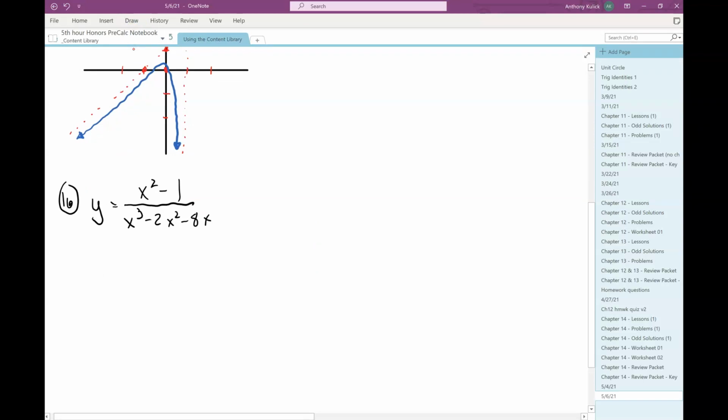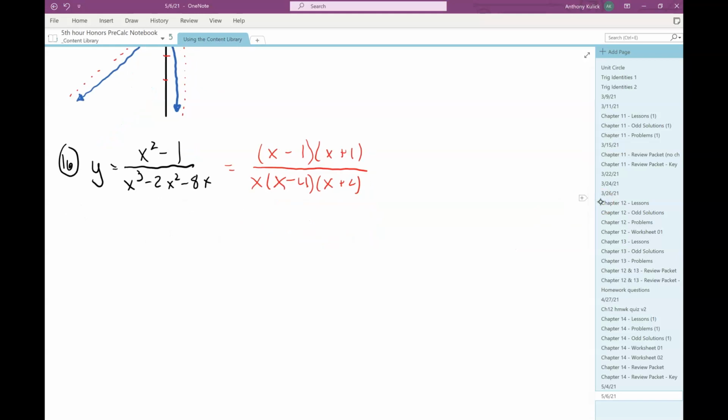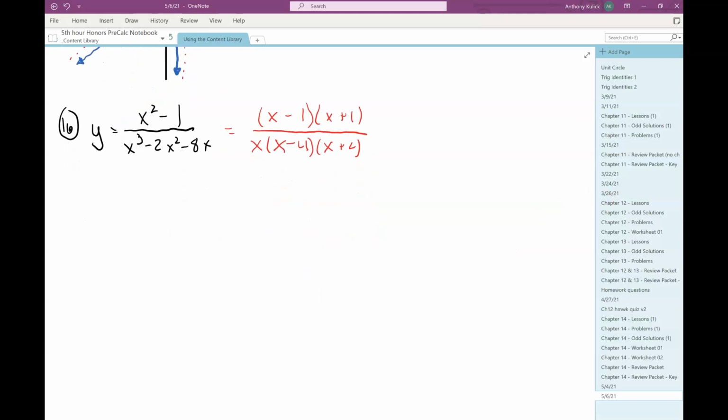So first thing I would do is check to see if there's any reducing I can do, since it seems pretty obvious that there's a bunch of factoring that can happen here. So the numerator is a difference of 2 squares. And the denominator, I can take out a greatest common factor of x, and then things that multiply to give me -8, and add to give me -2 is -4 and +2. So there's no reducing to do, which is fine.